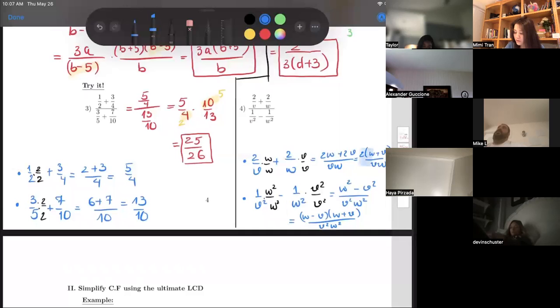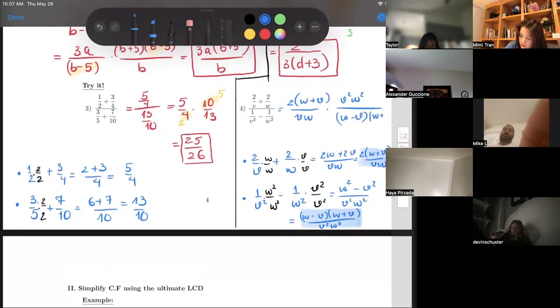So I got the 2 here, and all I have to do is put it back. So it equals 2 times W plus V divided by VW, times, flip and multiply the second one. So it'll be V squared W squared on the top, and then W minus V times W plus V. Simplify that one with that one.